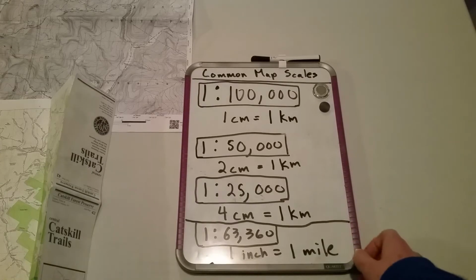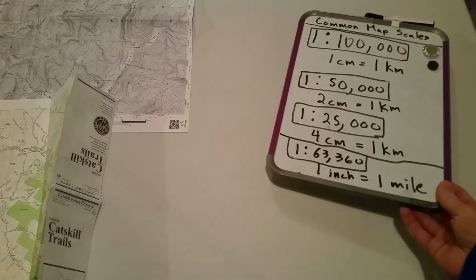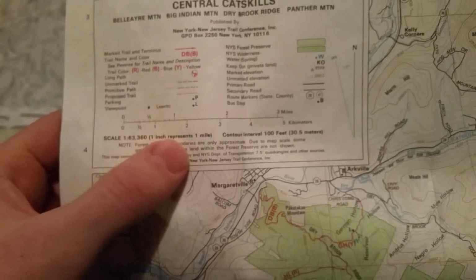So I'll just show you quickly some maps that I have. I showed you this one. This one uses the standard. It doesn't use the metric system. Let's see if I could focus it for you. And so here it says 1 inch represents 1 mile.